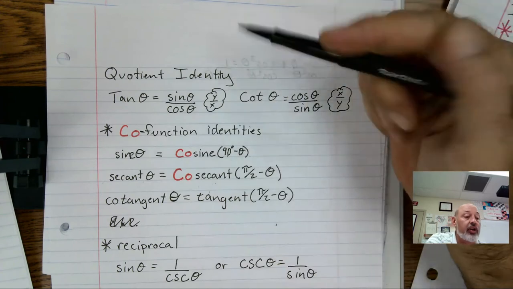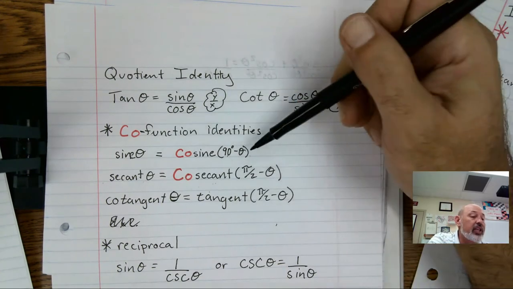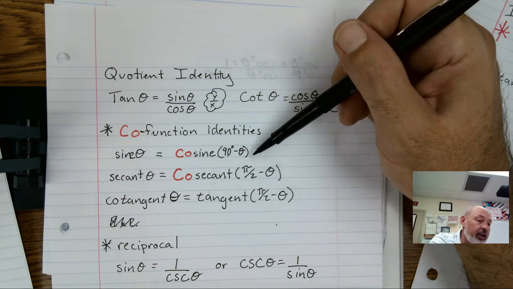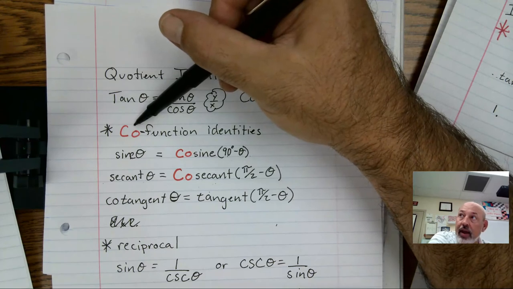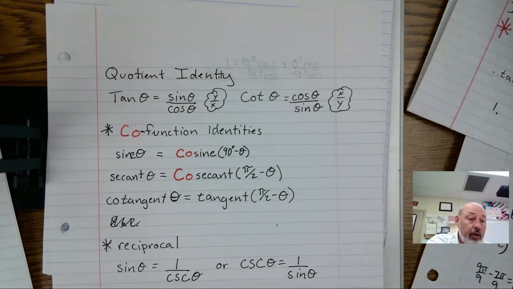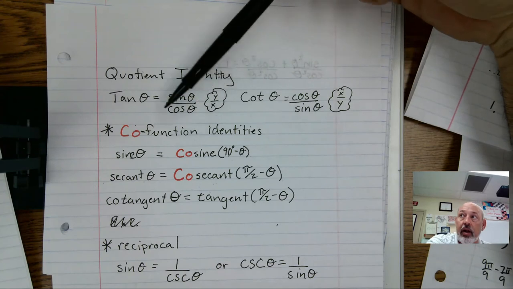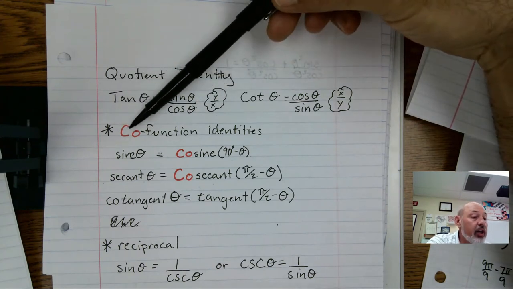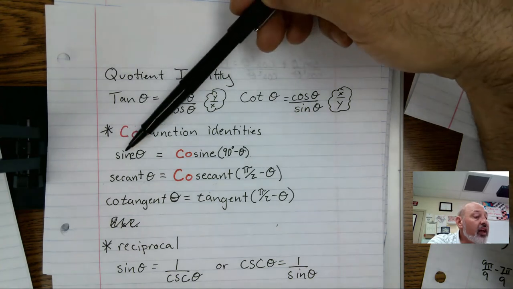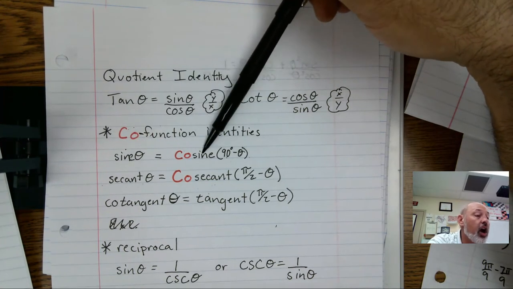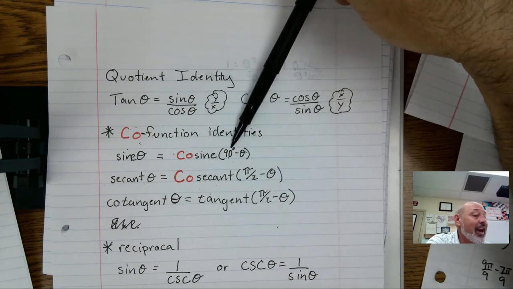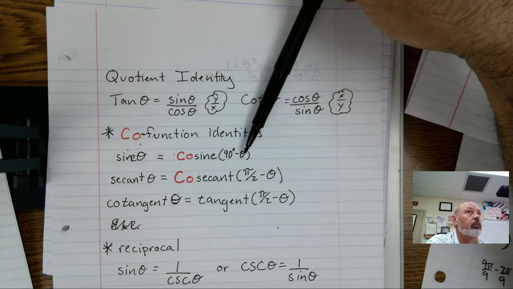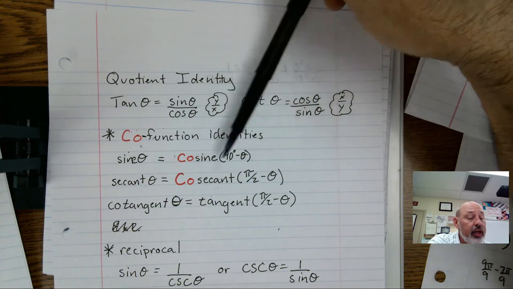These are a little bit trickier to think about. They're called co-function identities, and when you see them in print, they're even more confusing. But really, if you think of co as the word complement, it makes a lot of sense. So these are the complement function identities. So sine and the complement of sine, or cosine, are complements. What does it mean to be complementary? Well, 90 minus that angle. So sine and cosine are complementary.